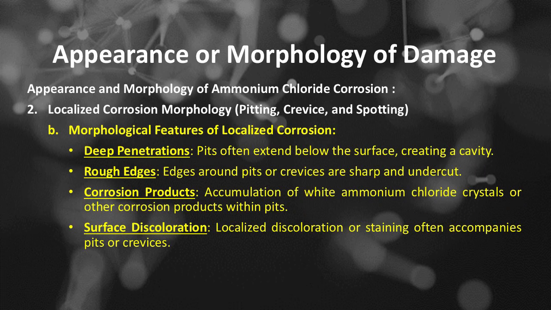The morphological features of localized corrosion include: deep penetrations, pits often extend below the surface, creating a cavity. Rough edges: edges around pits or crevices are sharp and undercut. Corrosion products: accumulation of white ammonium chloride crystals or other corrosion products within pits. Surface discoloration: localized discoloration or staining often accompanies pits or crevices.